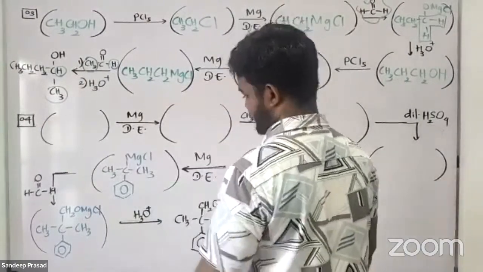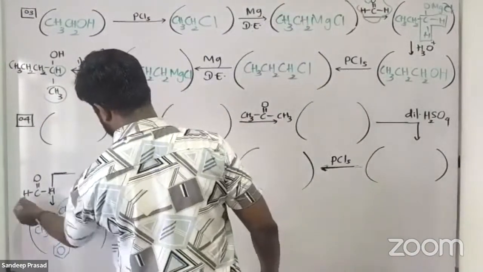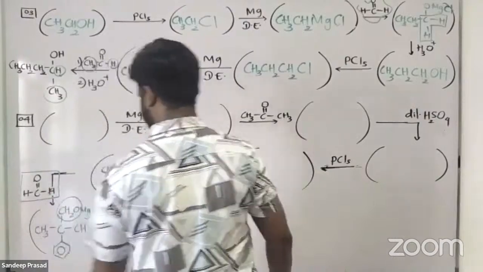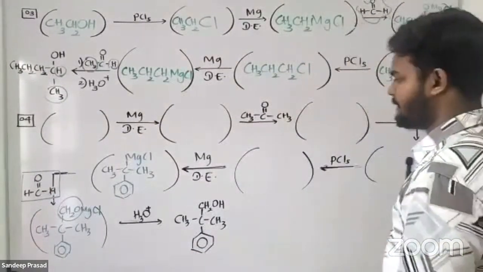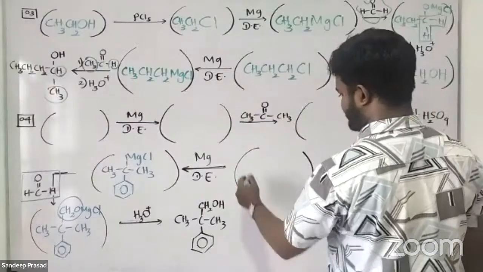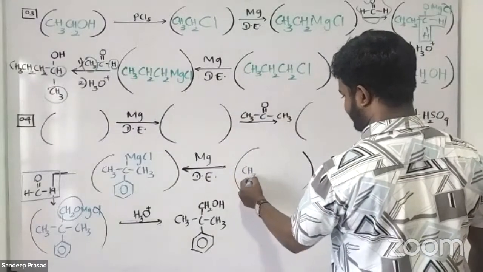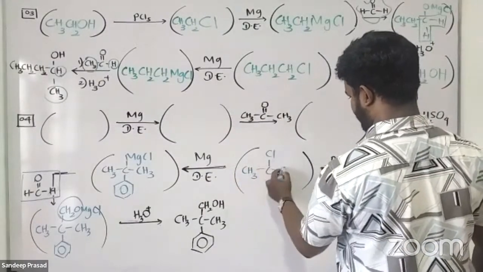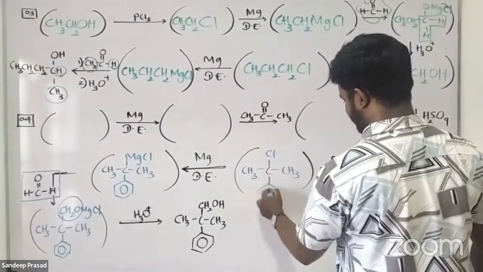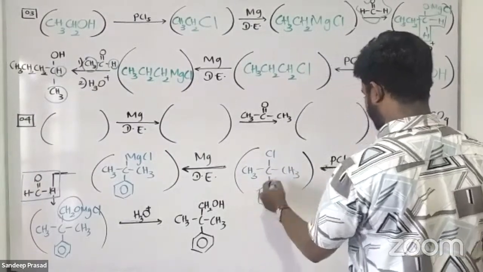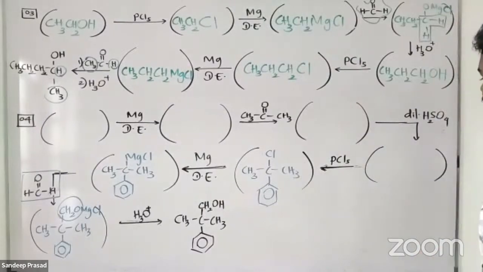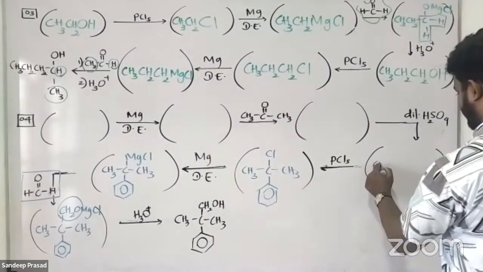Try to understand, because this CH2O group came from this aldehyde. Previously, we had the alkyl halide. That's how the Grignard reagent is formed. The Grignard reagent is always formed by adding magnesium and ether to the alkyl halide. PCl5 added means definitely the previous one should be an alcohol.